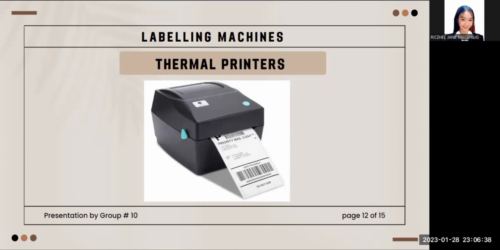So, the last one is thermal printers. So, thermal printing is isa ito sa mga pinaka-most common method ng label printing. Thermal printers work by activating the heating elements from the printer head, producing the substrate image. So madalas itong ginagamit sa pagre-retail at mga grocery stores, the shipping industry, and banking.